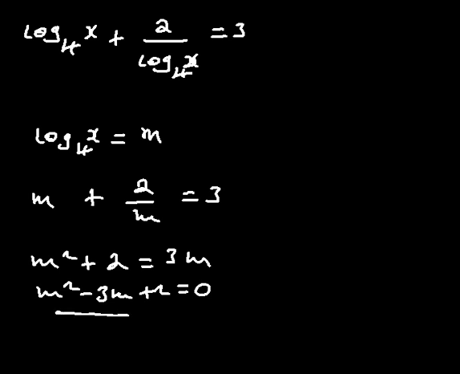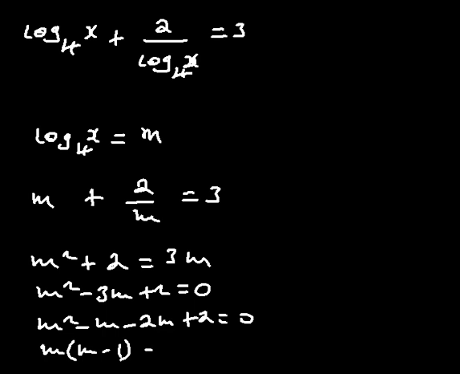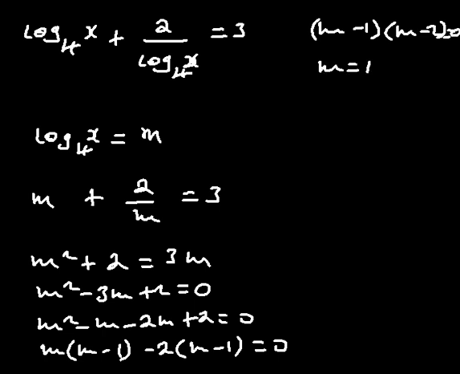Then there's actually a factor method to work with. We'll have m squared minus m minus 2m plus 2, which is equal to 0. That will be given as m times m minus 1, minus 2 times m minus 1, equal to 0. So we have m minus 1 times m minus 2 equal to 0. At this point we have m is equal to 1 and also m is equal to 2, as you can see. Then I need to substitute back.